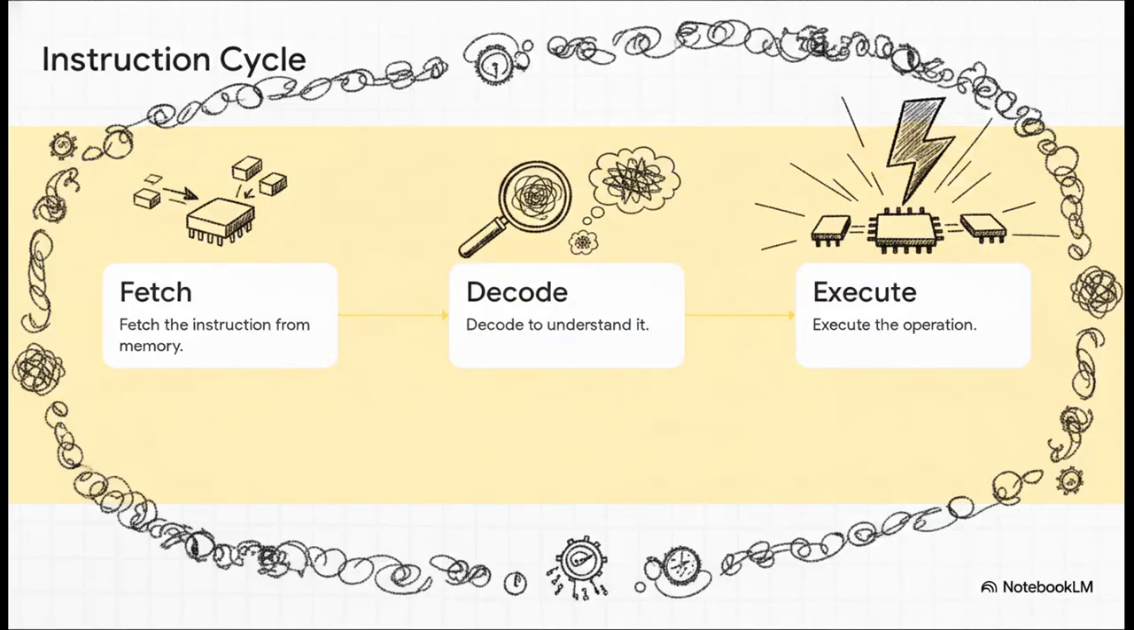All of those pathways make the instruction cycle possible. This is the absolute heartbeat of your computer, an endless, blistering fast three-step loop. Step 1, fetch the instruction from memory. Step 2, decode it so the control unit knows what it means. And Step 3, execute the operation. Fetch, decode, execute. Millions, even billions of times a single second. It's just wild to think about.